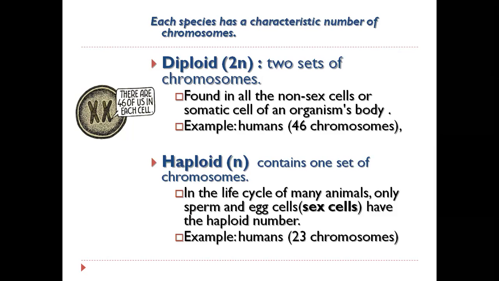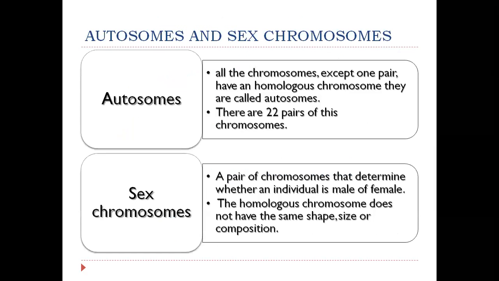In the life cycle, all the gametes have a haploid number of chromosomes. In humans, there are just 23. Then we have the autosomes and sex chromosomes. Autosomes will be 22 pairs from 1 to 22. All of these chromosomes will have a homologous pair. And that is why they are called autosomes.